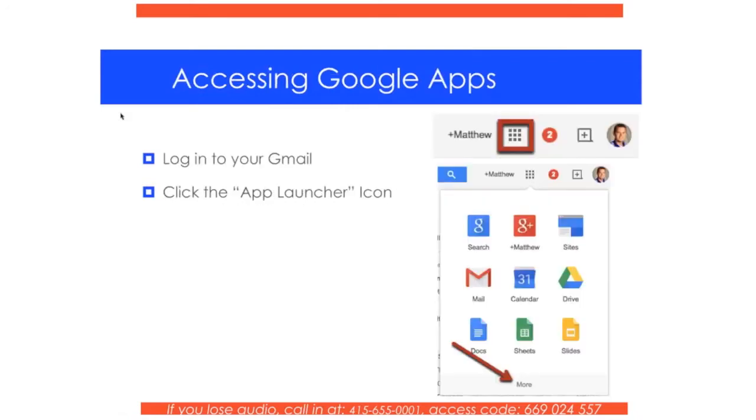To access your Google Apps, you can log into your Gmail account, and in the top right-hand corner, you'll see the apps launcher icon with the little 9 boxes. If you click that, it brings up this box here, and then you have some different options where you can select some of the different Google apps. If you click More, then it brings up a lot more Google apps as well.